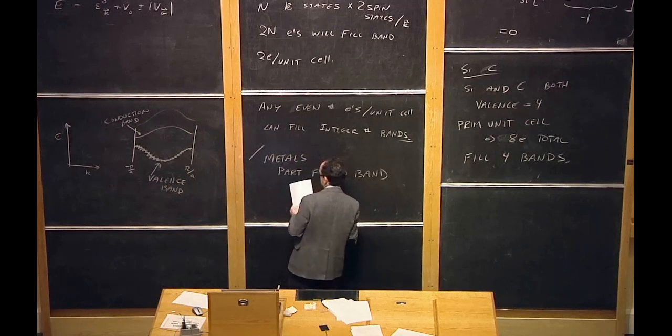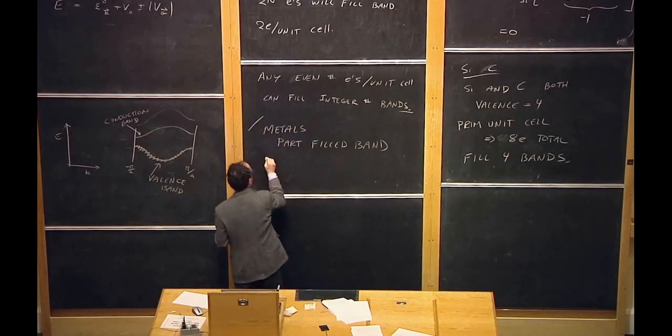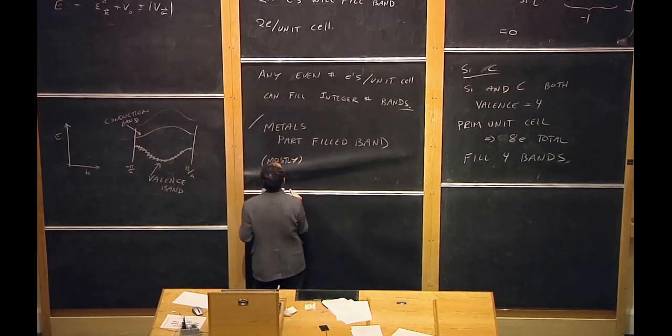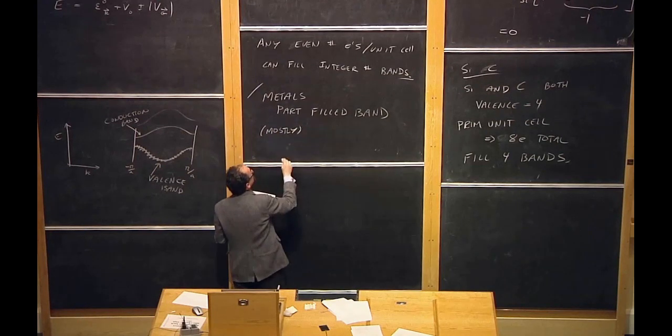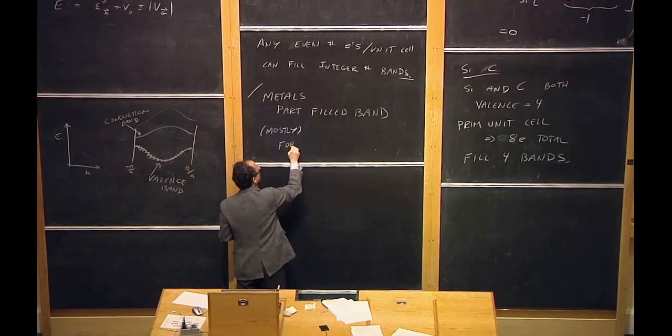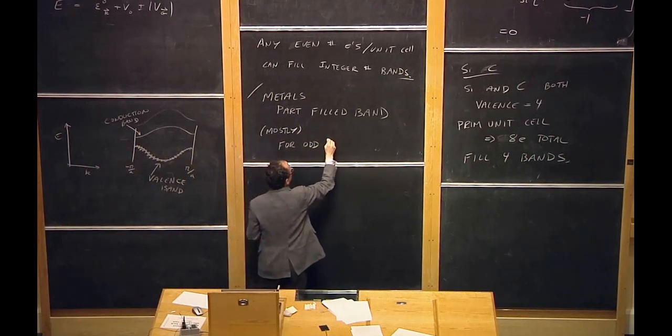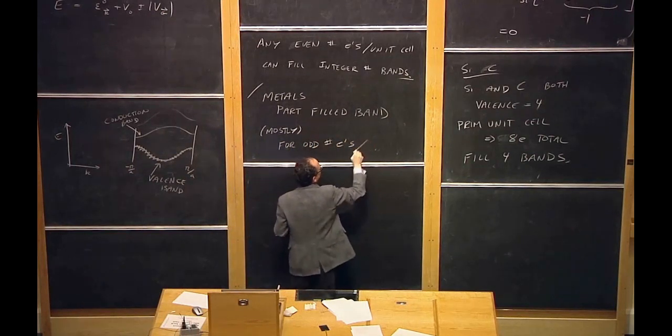Which is almost always true. Mostly, maybe I'll write mostly true. Either today or next time we'll discuss why it's only mostly true. Mostly true for an odd number of electrons per unit cell.